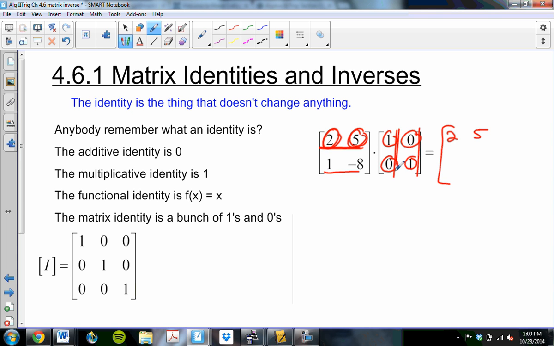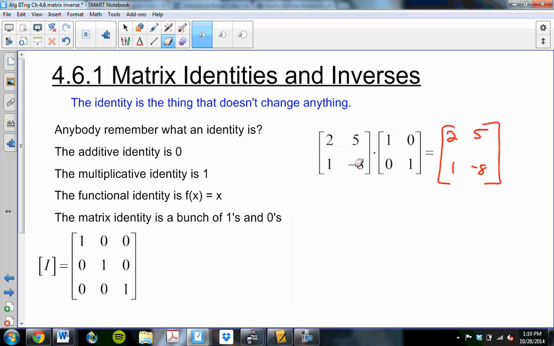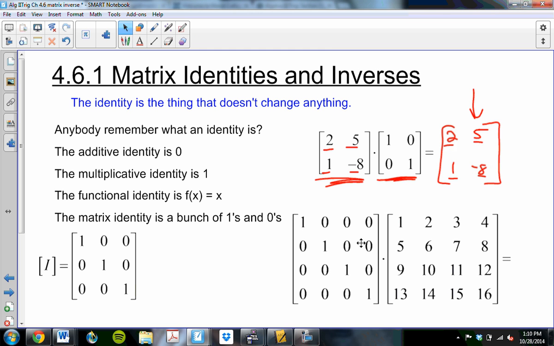Then I'd go row, column, this would be 1 times 1, which is 1, and negative 8 times 0, which is 0, so that's just 1. Then it goes row, column, so 1 times 0 is 0, negative 8 times 1 is negative 8. I know all those lines can get a little confusing and distracting, but if you take a second and look through this multiplication, you'll note that this matrix times an identity matrix gave us what we started with: 2, 5, 1, negative 8. That's with the identity on the right side. The same thing happens with the identity on the left side.